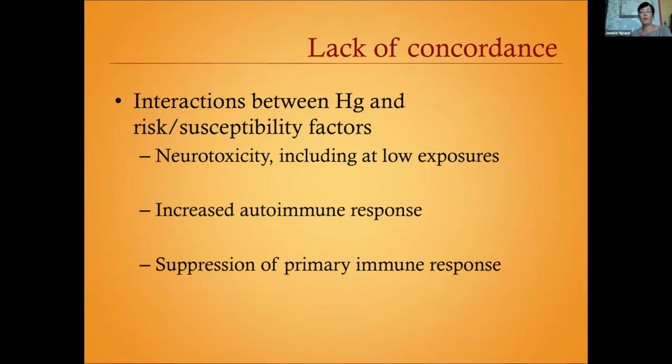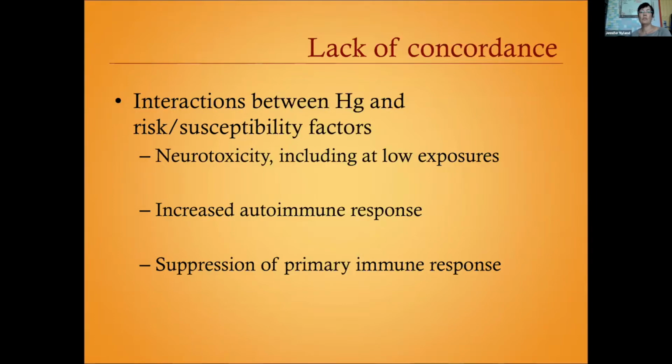But there's a lack of concordance across all of the literature that's out there looking at these different effects of mercury. So we know and we recognize that there are interactions between mercury and other risk factors or susceptibility factors. So some of the things that Sarah was talking about, like the sex of the individual. So women are more likely to develop autoimmune disease. Well, does that mean that they are more at risk from a combined mercury exposure and some other infectious agent or risk factor? And those are some of the things that we're looking at.